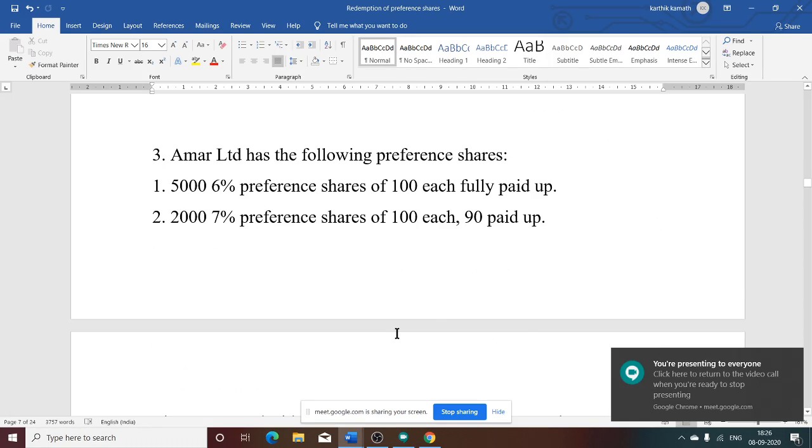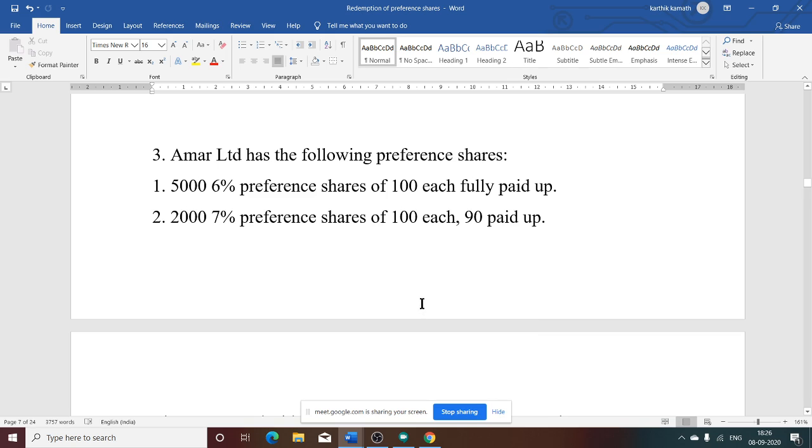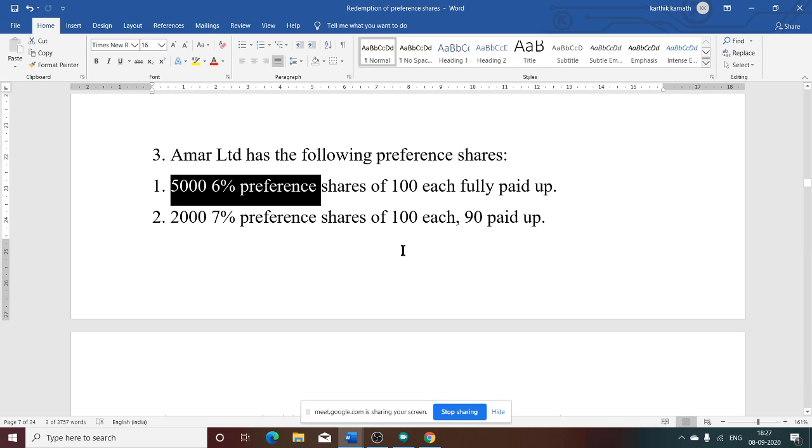See, the next problem is of Amar Limited. Amar Limited has the following preference shares. Here two categories of preference shares are given. In the previous problem, only one preference share was given, but here two categories are given. The first category is 5,000 6% preference shares of 100 each, fully paid up. The second category is 2,000 7% preference shares of 100 each, 90 paid up.